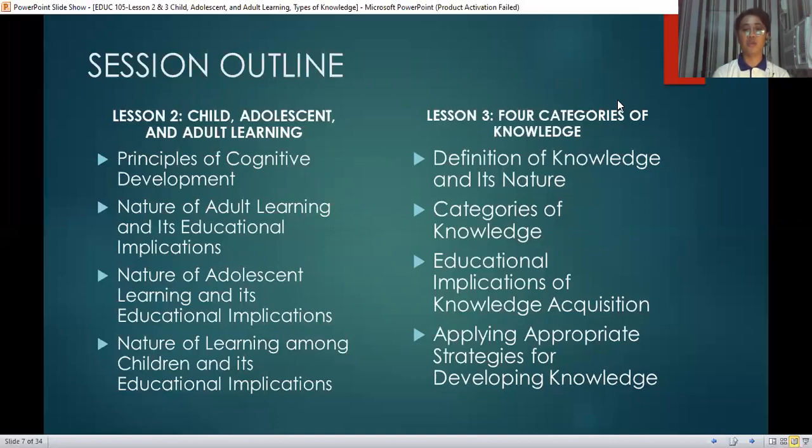Well, on the next lesson, we're going to define knowledge. Okay, we're also going to discuss the categories of knowledge, the educational implications of knowledge acquisition, like how do we acquire knowledge? What do expert learners use or do in order for them to become fluent in knowledge acquisition? And lastly, to apply appropriate strategies for developing knowledge. So this last subtopic will help teachers to realize the different activities which we can do to help learners acquire knowledge and for us to facilitate learning.